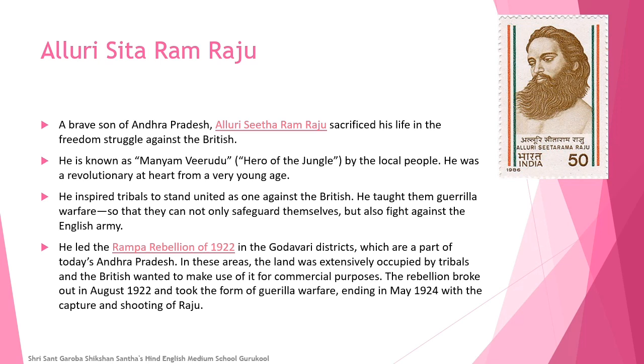He led the Rampa rebellion of 1922 in the Godavari districts, which are a part of today's Andhra Pradesh. In these areas, the land was extensively occupied by tribals and the British wanted to make use of it for commercial purposes. The rebellion broke out in August 1922 and took the form of guerrilla warfare, ending in May 1924 with the capture and shooting of Raju.